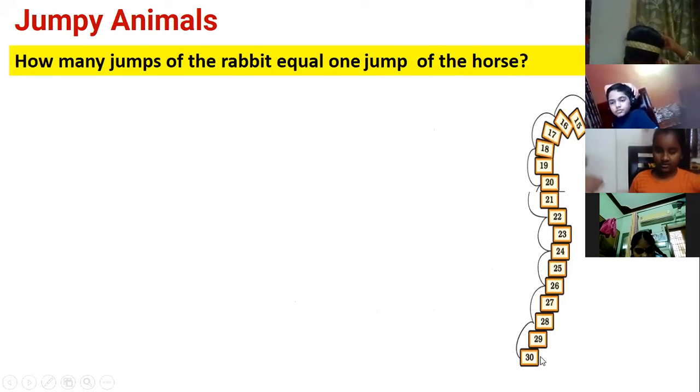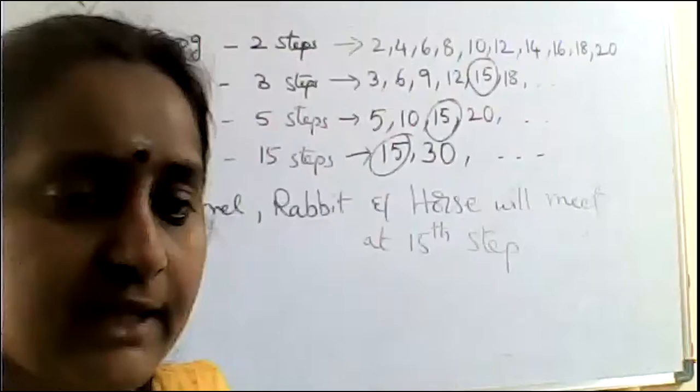Now, one more question. How many jumps of the rabbit equal 1 jump of horse? Now tell me, what is the 1 jump of horse?